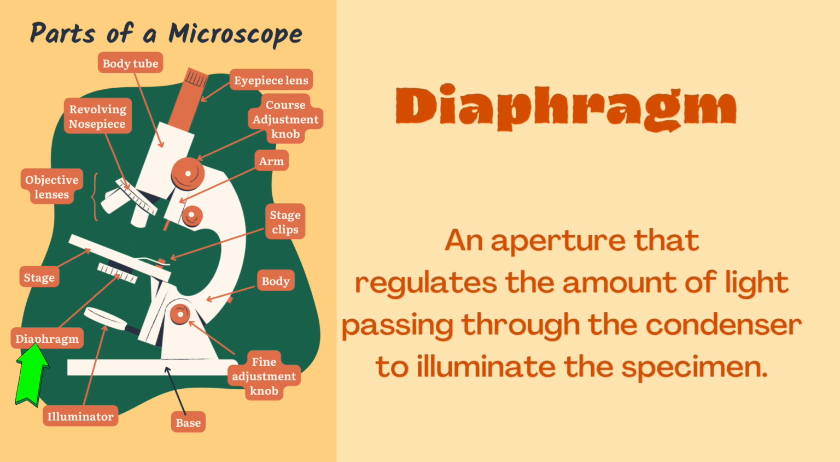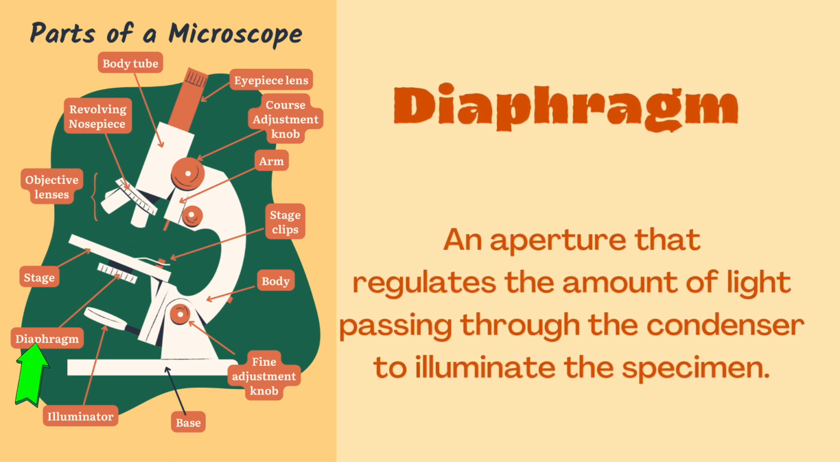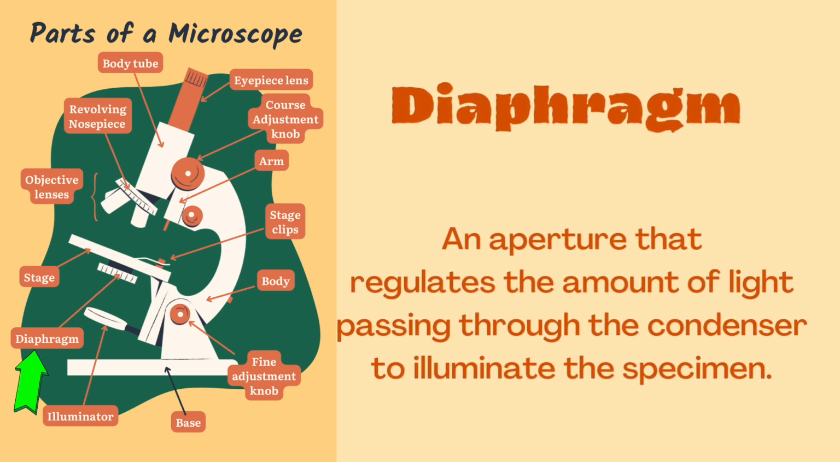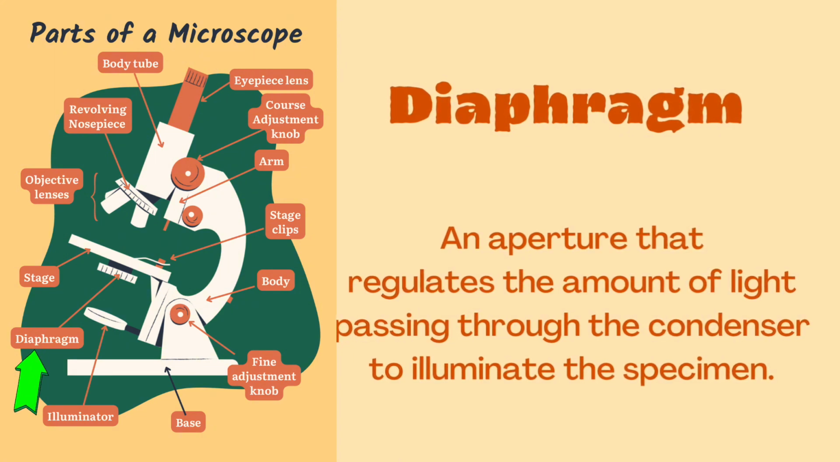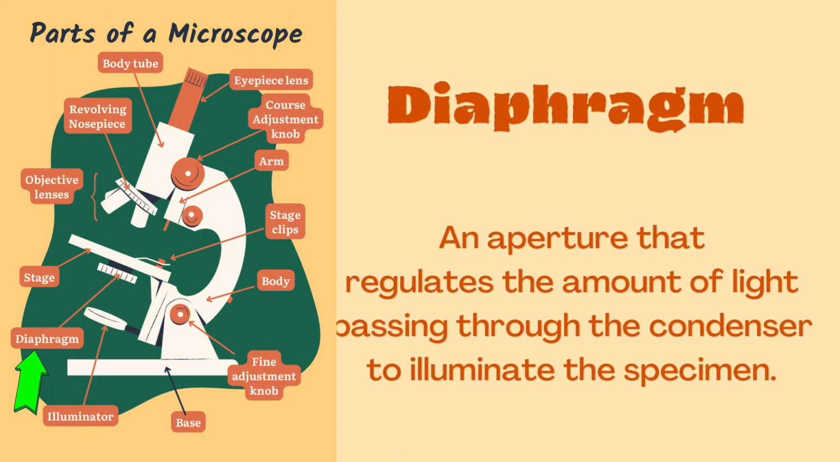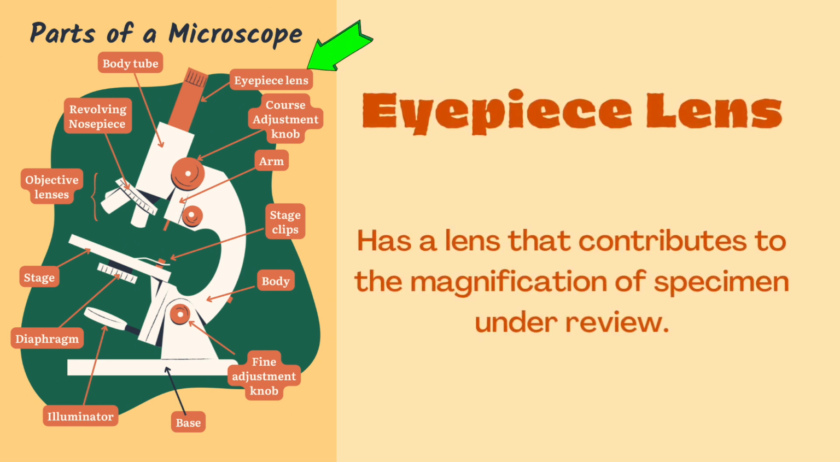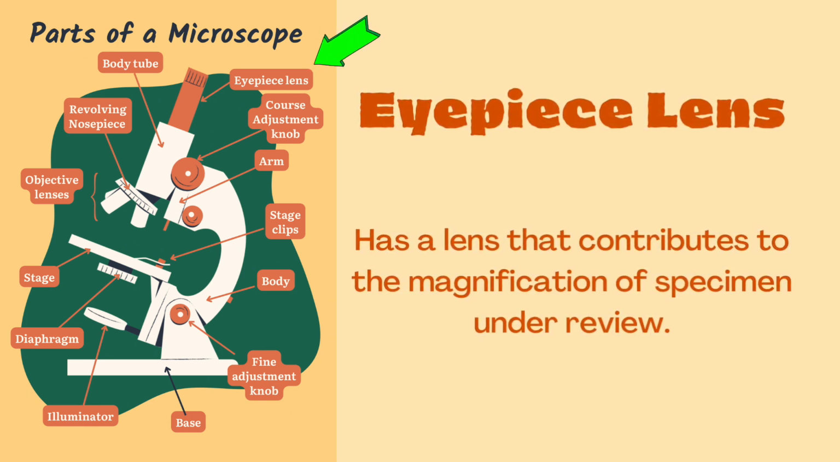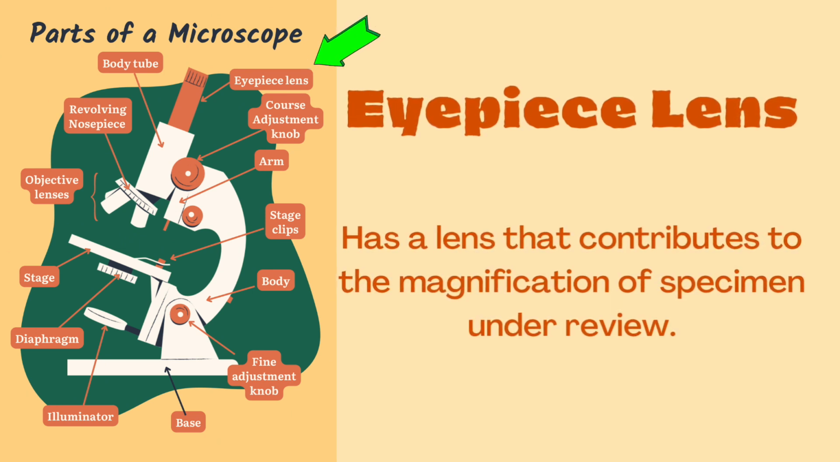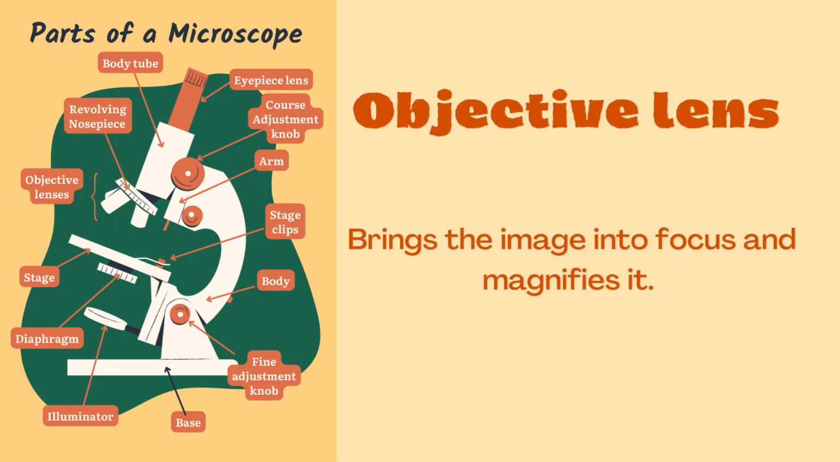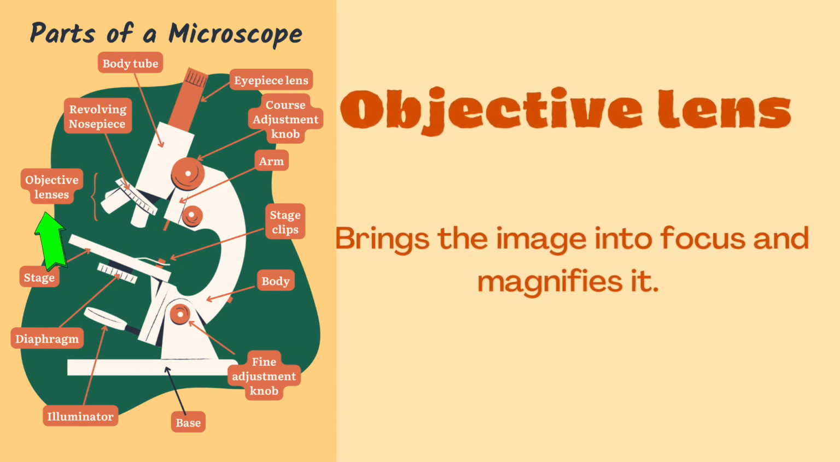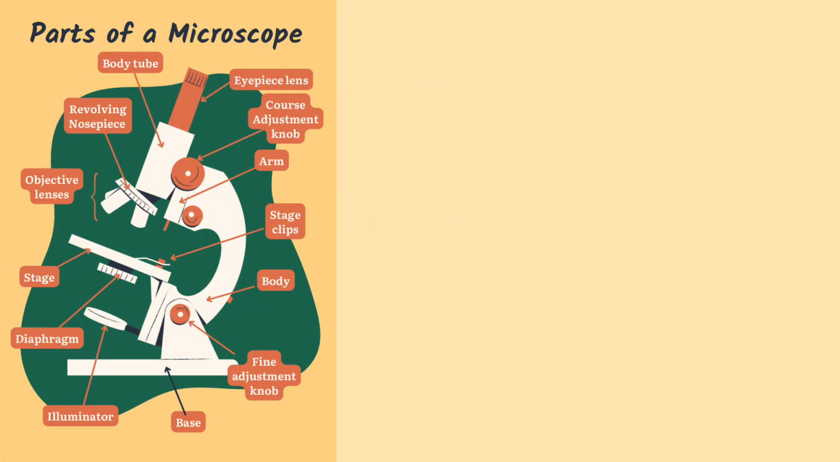Diaphragm, an aperture that regulates the amount of light passing through the condenser to illuminate the specimen. That is the function. Next is the eyepiece lens. It has a lens that contributes to the magnification of the specimen under review. Another lens is the objective lens. It brings the image into focus and magnifies it.